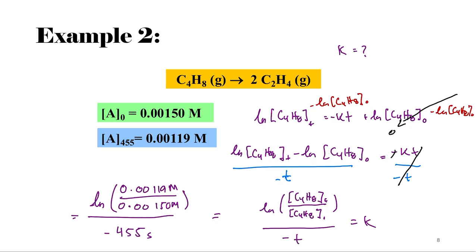0.00119 divided by 0.00150. Then I can take the logarithm of that. It's a negative number divided by 455. So that gives us, that's 3 sig figs here. The number of sig figs in the mantissa is 3, so then that'll be 3 decimal places. So it'll be 3 sig figs. So it'll be 5 times 1, 2, 3, 4. 5.23 times 10 to the minus 4 inverse seconds is what our rate constant should come to.